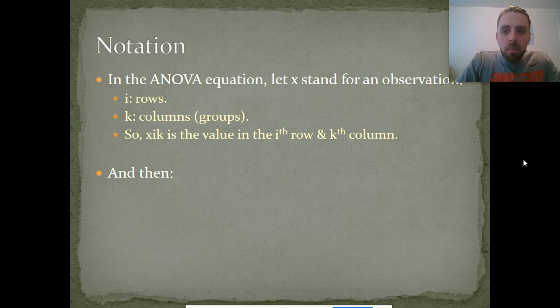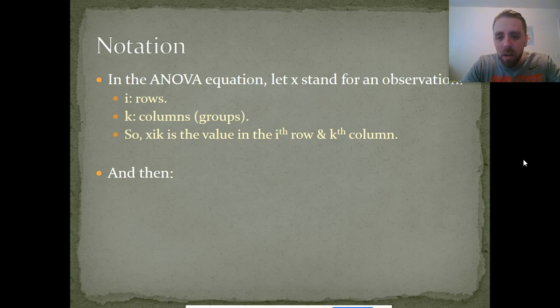So let's get comfortable with some notation here because it's going to show up frequently in the formulas that you have access to. As we have done over and over again, let X stand for an observation. But we have to get a little more specific than that because remember, we have 24 cities here, but they're set across 3 different groups: manufacturing, service, and government. So let I stand for the row and let K stand for the grouping variable. So if I said XIK, that is referring to the value in the ith row of the kth column.